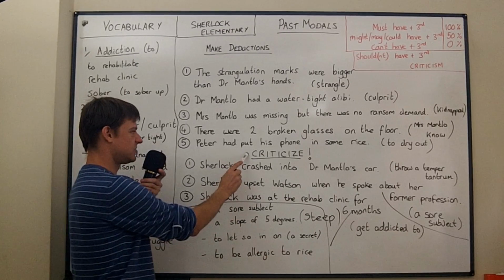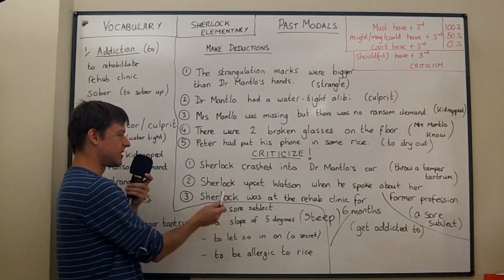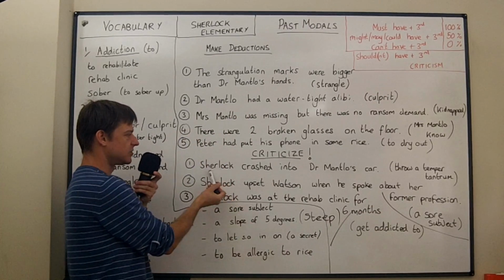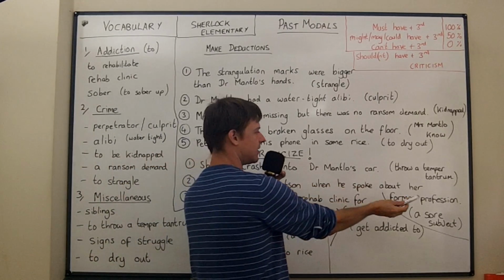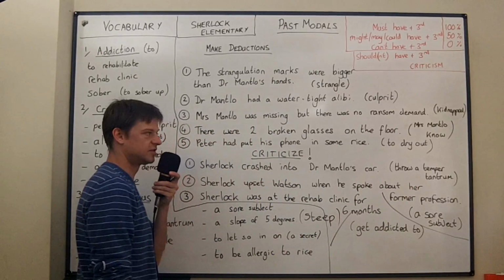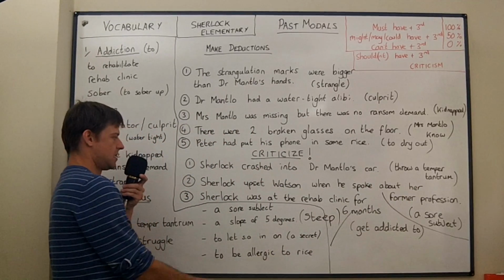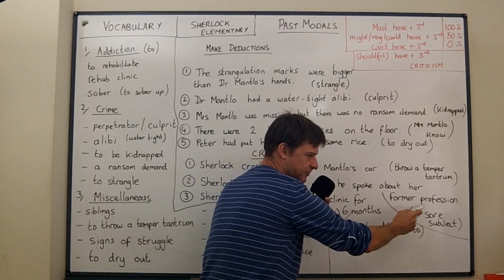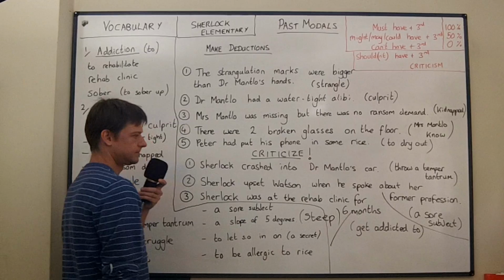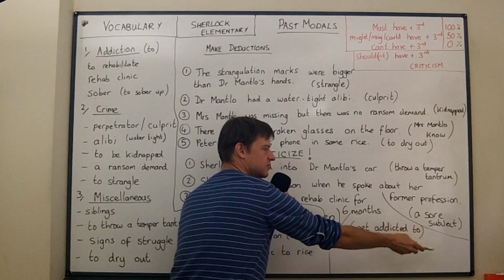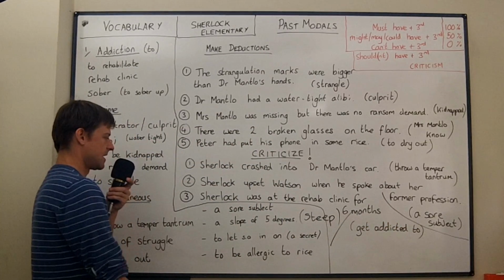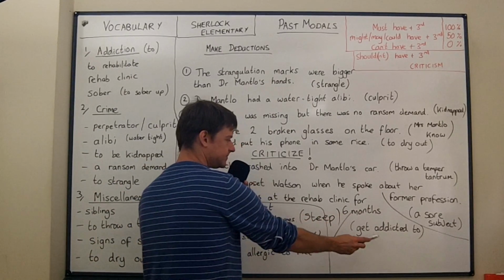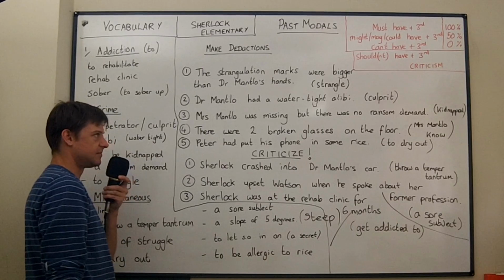Okay, on to criticism. I want you to criticise Sherlock 3 times using should have or shouldn't have here. So Sherlock crashed into Dr. Mantlow's car. Try and use this expression. Sherlock upset Watson when he spoke about her former profession. Okay, try and use this expression, a sore subject. And lastly, Sherlock was at the rehab clinic for 6 months. Quite an easy one for number 3.